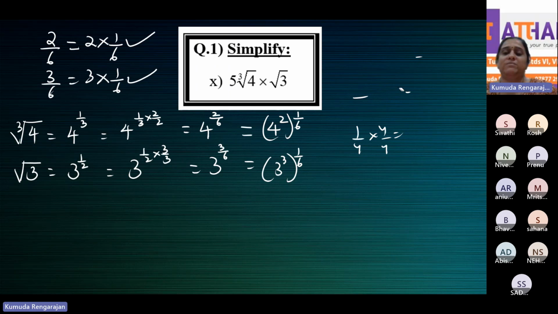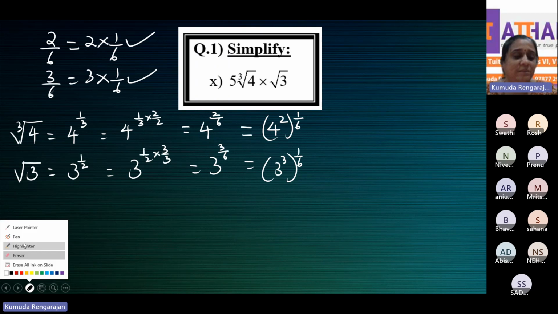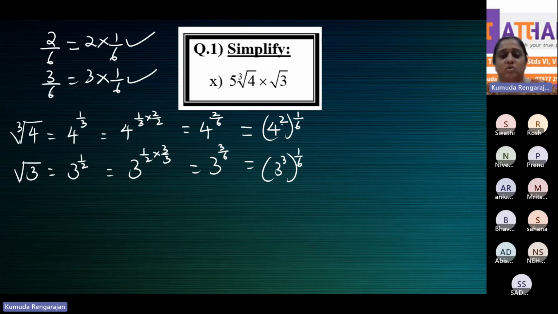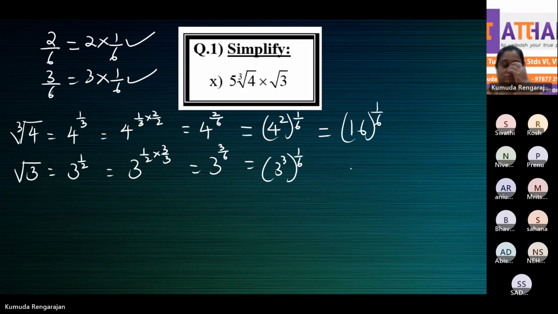We know when there are many powers, we have to multiply the powers. So here the powers are 2 and 1 by 6. So that means 2 into 1 by 6, which is 2 by 6. Now, is this correct? 16 to the power 1 by 6, is this correct? Four square is 16, children.